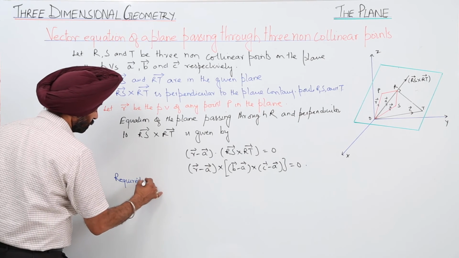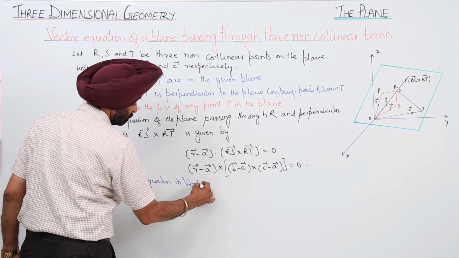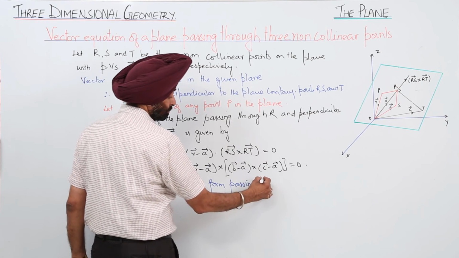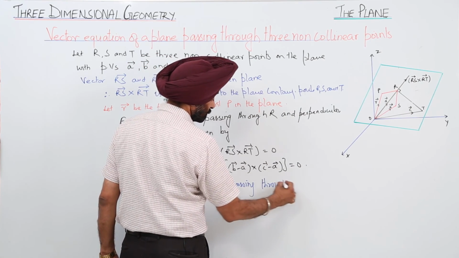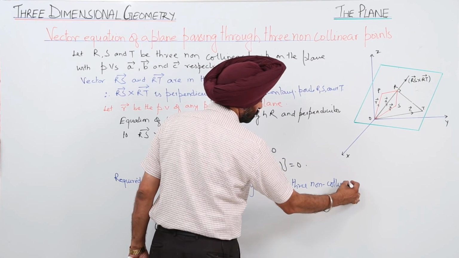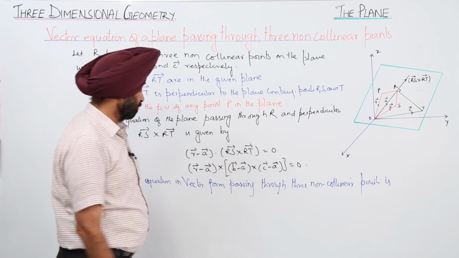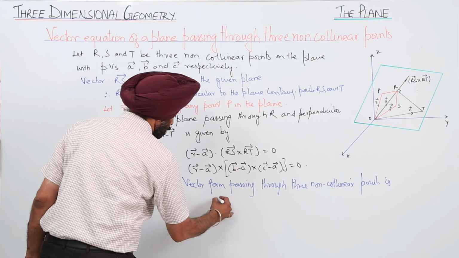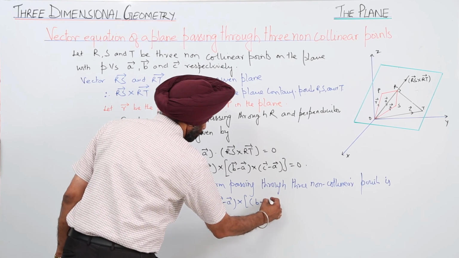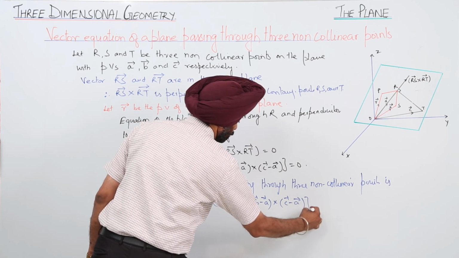Required equation in vector form passing through 3 non-collinear points is this one, is vector r minus vector a dot vector b minus vector a cross vector c minus vector a is equal to 0.